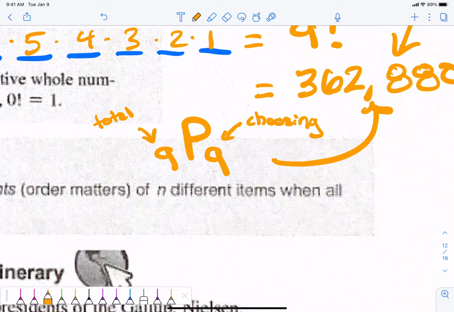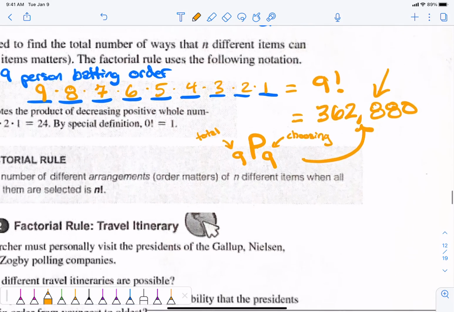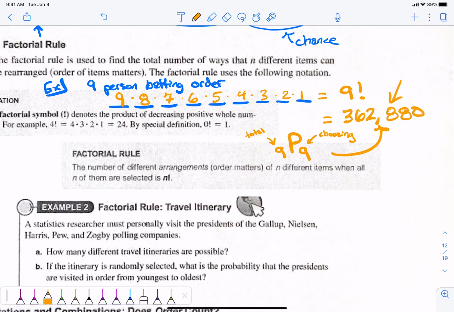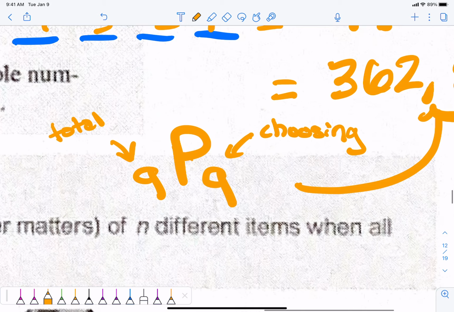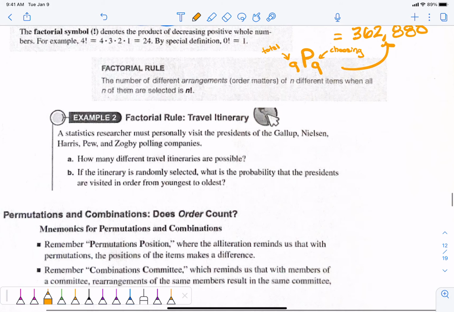We'll get to that here in a little bit. 9P9, that's the same thing, okay? You're choosing all 9 of them to participate in the batting order. You have 9 people, and you're using all 9 of them to fill your batting order. It's not like you have 12 players and you're only choosing 9 to fill the batting order. You have 9 players, you're choosing all 9 of them. Good question. Okay, moving on.